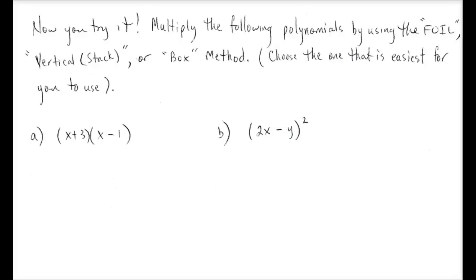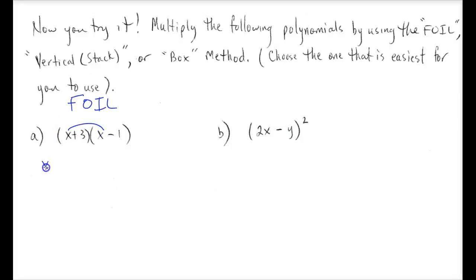All right, so now what we'll do is actually use either the FOIL method, vertical stack method, or box method to be able to multiply these polynomials together. And so for A, since I have 2 binomials together, probably the easiest way to do this is to use the FOIL method. So we want to do the first terms first.